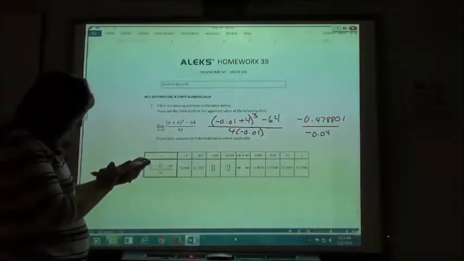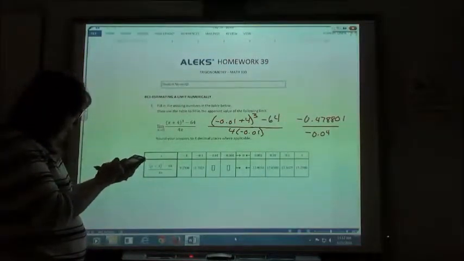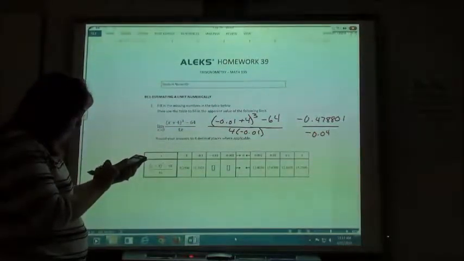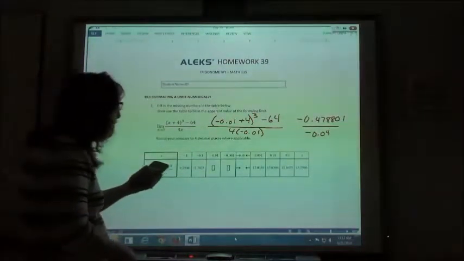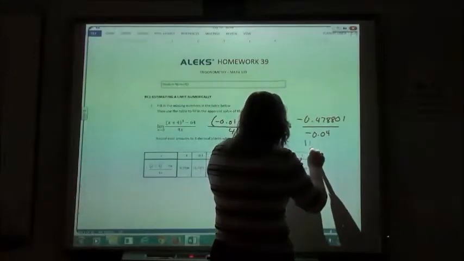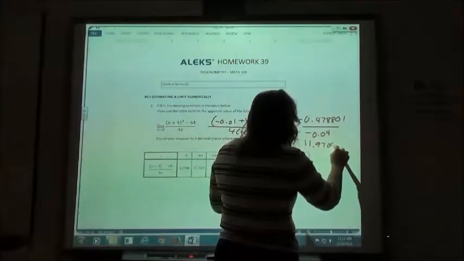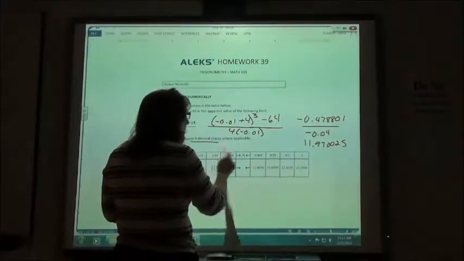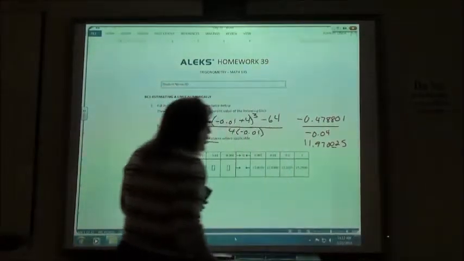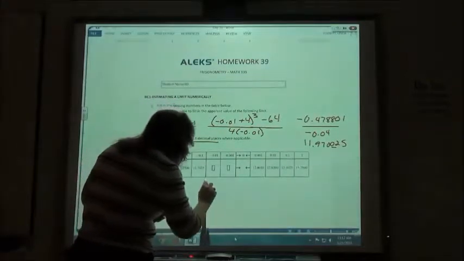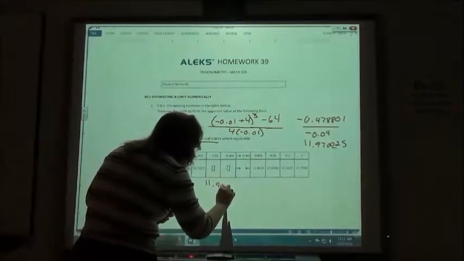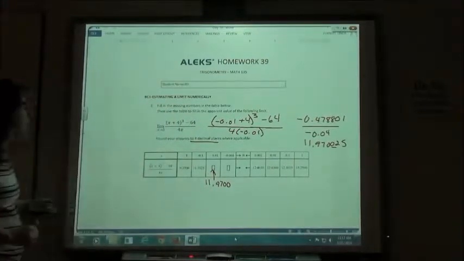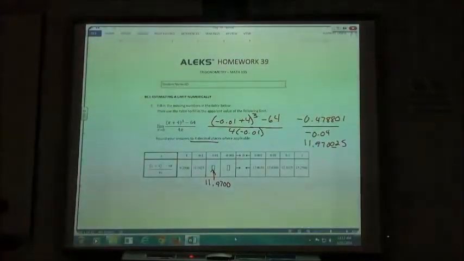So -0.478801 divided by -0.04 gives me 11.970025. We are going to round off to 4 decimal places on our final answer, and so we are going to have 11.9700 in here for when we evaluated it at -100th.